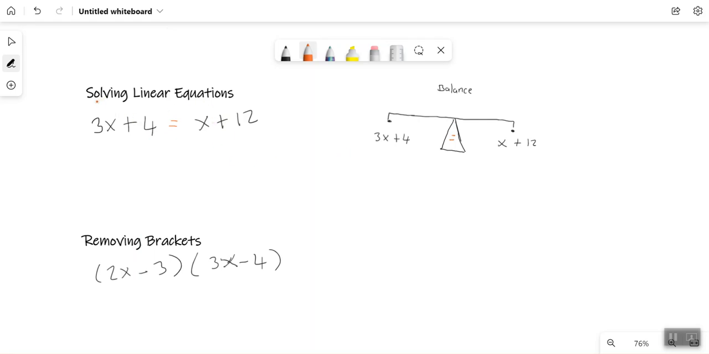Now, when it's asking you to solve, that means you're trying to work out the value for x. In order to work out the value of x, we have to get x on its own. That's what we're essentially trying to do. Now, if there's an x on both sides, we need to bring all the x's to the same side.